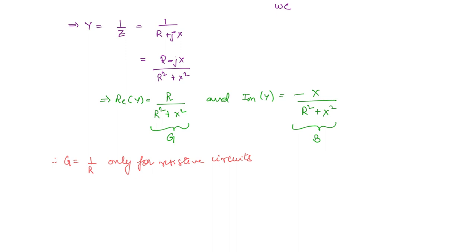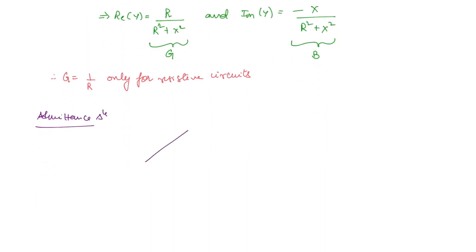For admittance also you can draw the triangle. The admittance triangle will also be a right angle triangle. What will be the base here? The base here will be the conductance G. The height will be susceptance B, and the hypotenuse is going to be the admittance Y.